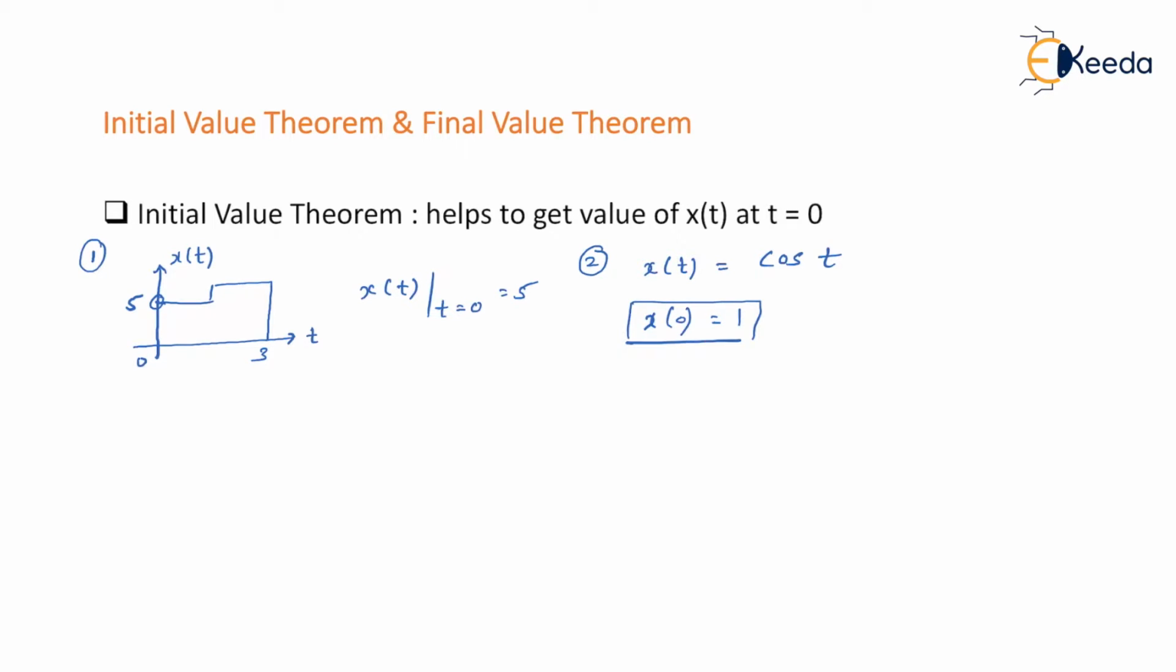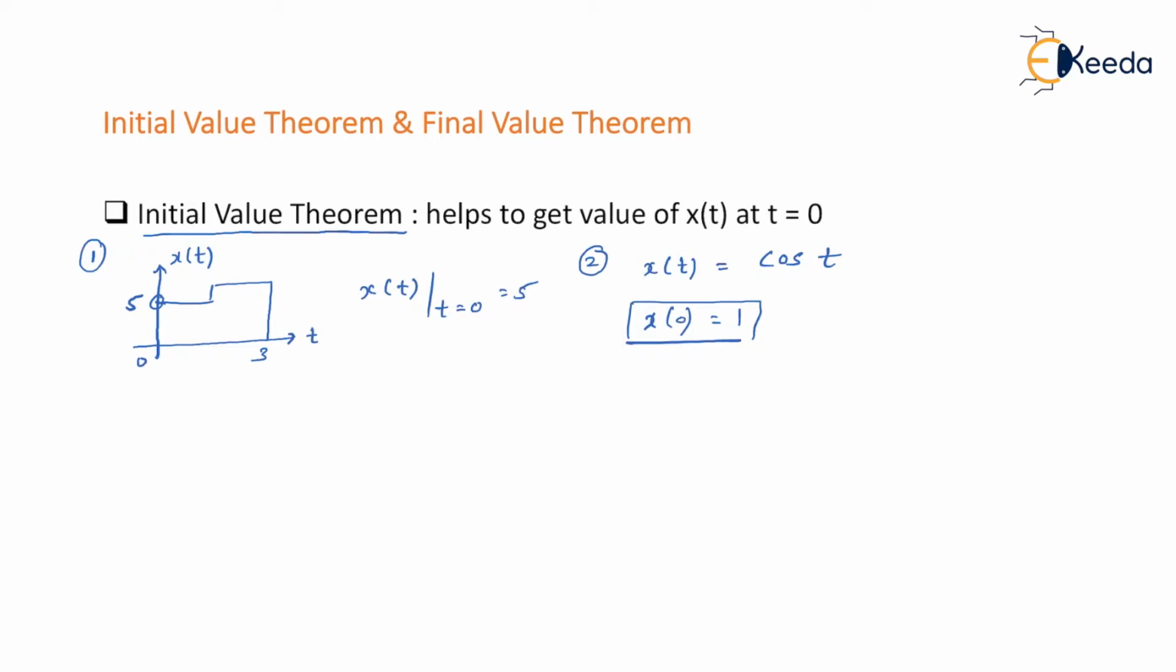Meaning that if the x(t) signal is available graphically, by observing x(t), we can easily get x(t) at t equal to 0. Secondly, if the mathematical expression of x(t) is known to you, substituting t equal to 0, you can easily get x(t) at t equal to 0. In spite of that, there is something called the initial value theorem. If there are many ways to get x(t) at t equal to 0, why do we still require a theorem? Let us understand the need of it.